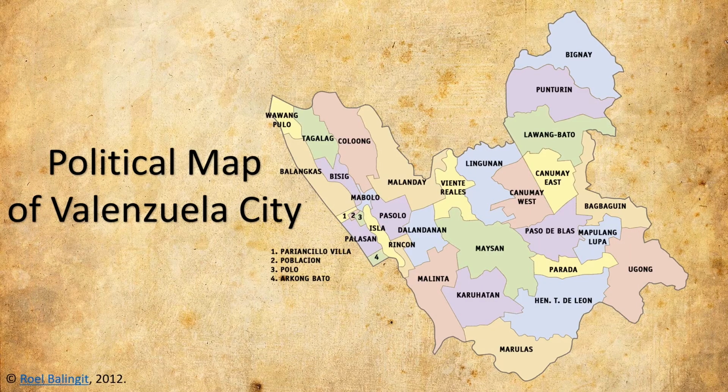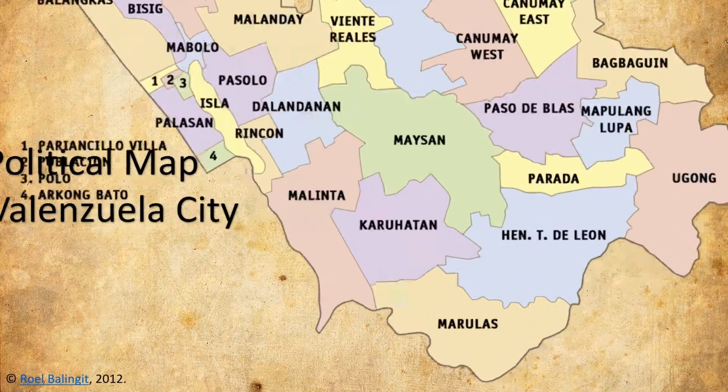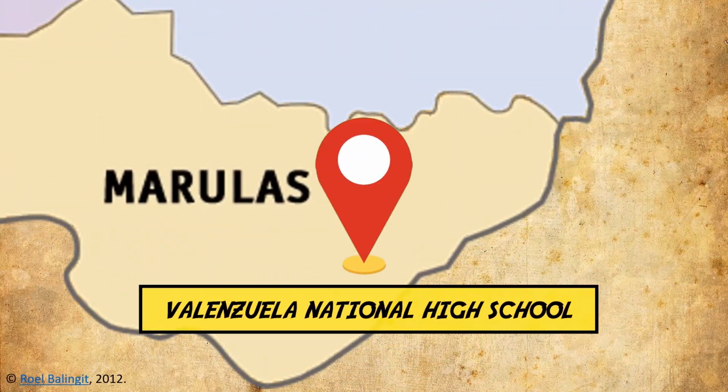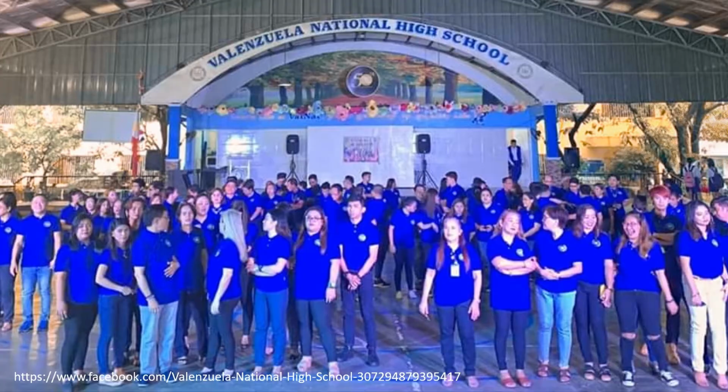We are heading to the first school and look for the clue by using our map. Now, let's go to our first pit stop, the Valenzuela National High School. And here is our clue.